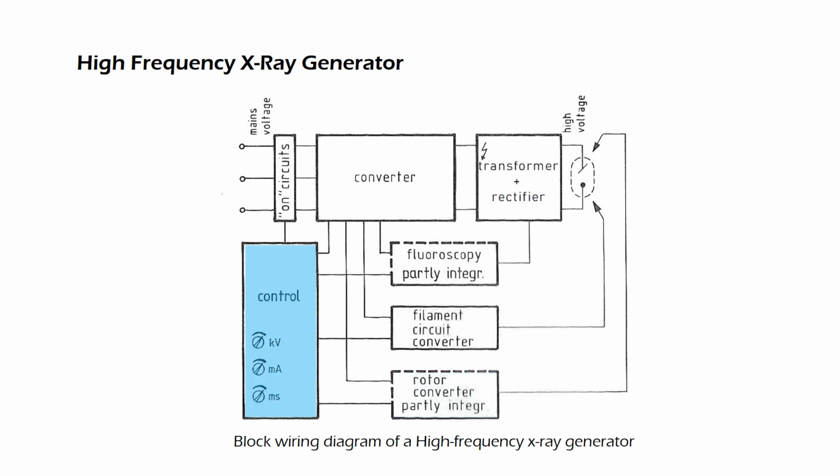Control. The control of the high-frequency X-ray generator is essentially identical with that of the line-frequency X-ray generators, having soft-touch controls. Some of the controls additionally include the selection option of pre-programmed exposure techniques based on the anatomy to be examined. This feature is called APR, anatomically programmed radiography.